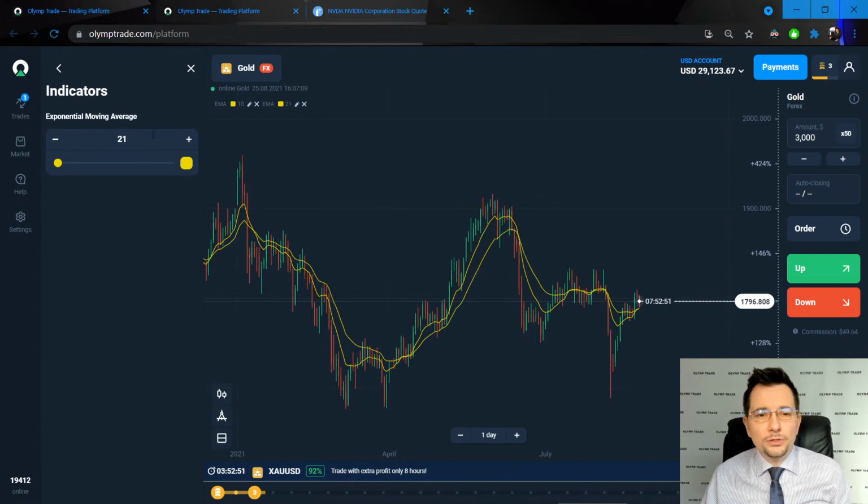Now I'm going to keep these pretty low so that you can have more signals throughout the day. But basically, when the quicker moving average right here, the 10, crosses over the slower moving average, that is a signal. So if it crosses from top to bottom, that's a sell signal. If it crosses from bottom to top, that's a buy signal.